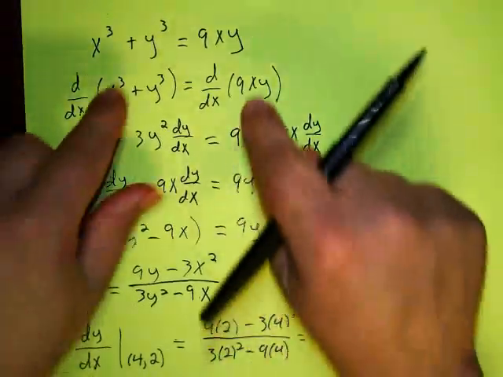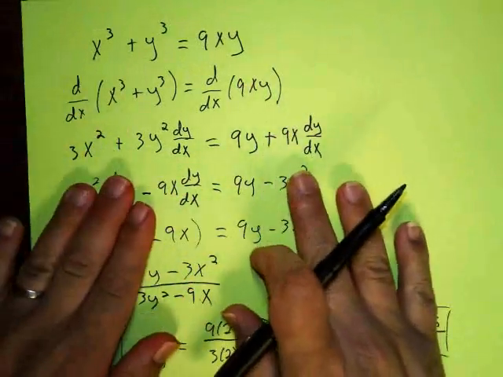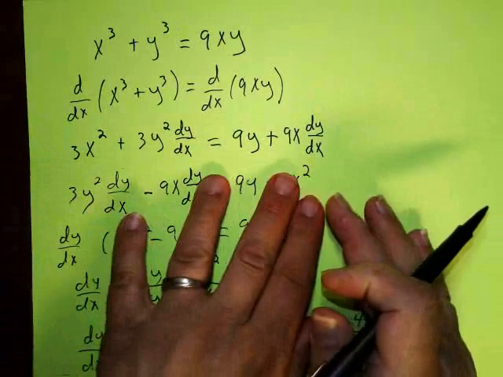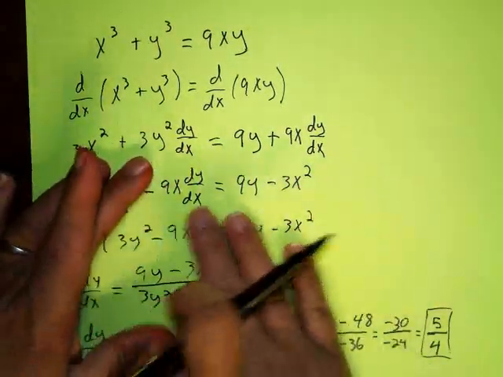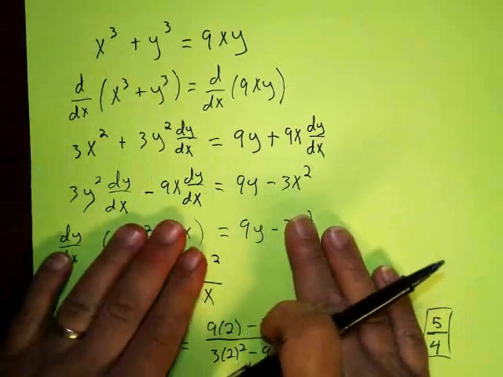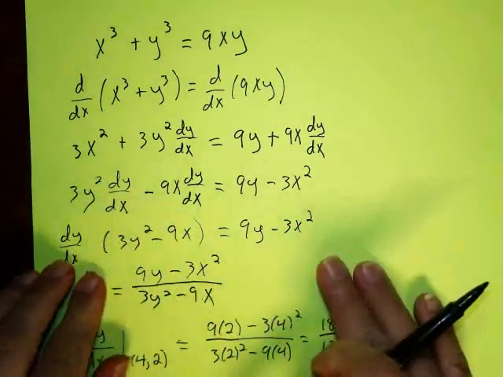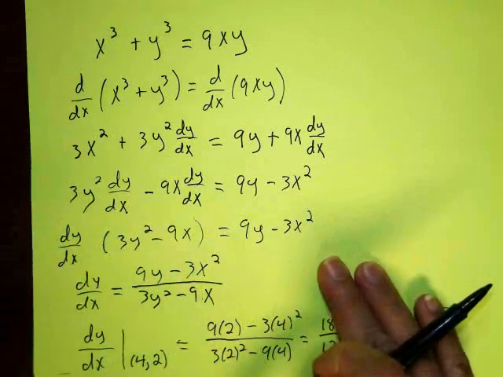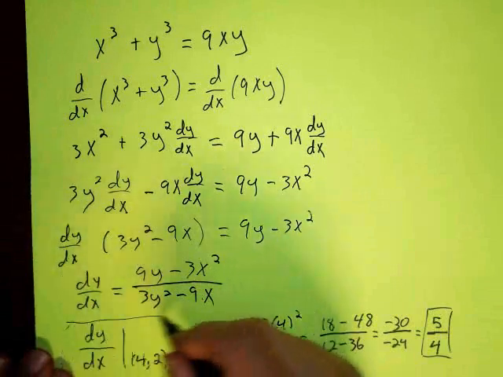The strategy here, you take the derivative of both sides, and then you've got to solve for dy/dx. This usually involves bringing all the terms with a dy/dx to one side, all the terms without one to the other side, so then you can factor out the dy/dx and divide by what remains there inside the parentheses, and then you get this derivative.